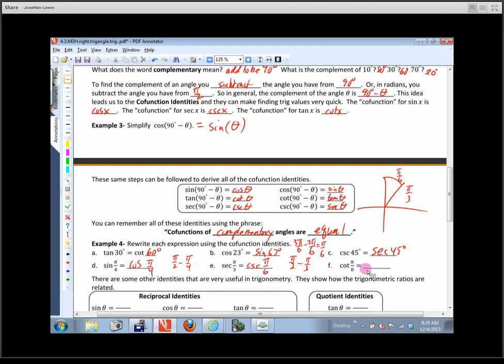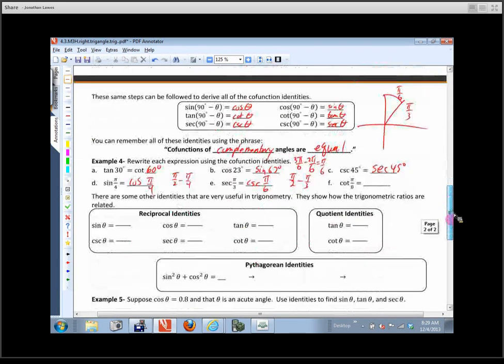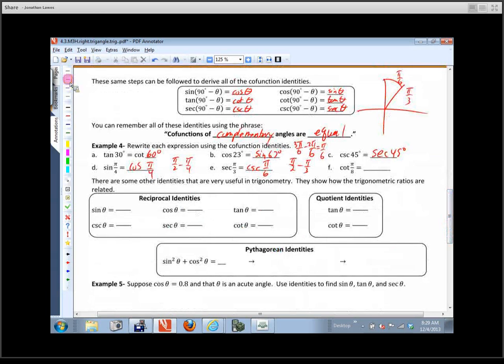Okay, you do the last one. When you get it, check with your neighbor. Cofunction would be tangent. And what's the complement to pi eighths? 3 pi eighths. Okay? Any questions? Sure?